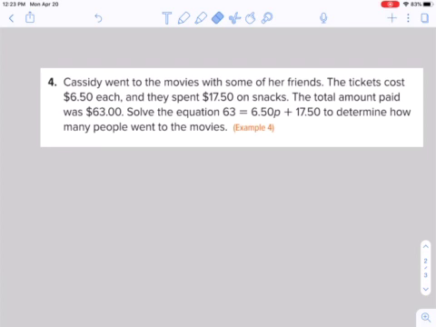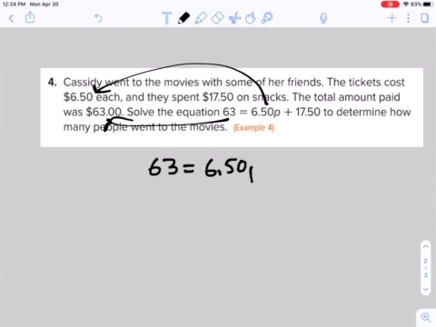So this is what they did, they wrote the equation for you. Okay, they said 63, which stands for that $63, equals $6.50 times P. Well, $6.50, they got that number from there, and they're calling P the number of tickets, right? So 6.50 times P plus 17.50. And 17.50 is a fixed cost because that's what they spent on snacks. All right? It doesn't change depending upon the number of people. They spent that much money and it's a one-time cost.